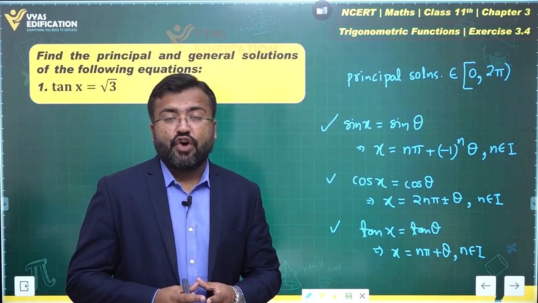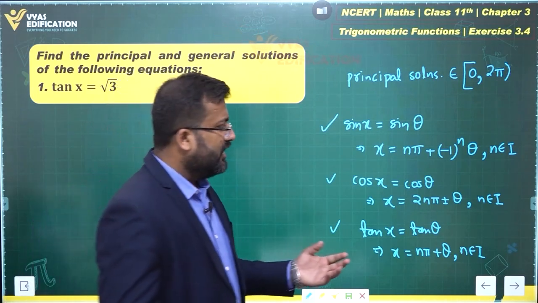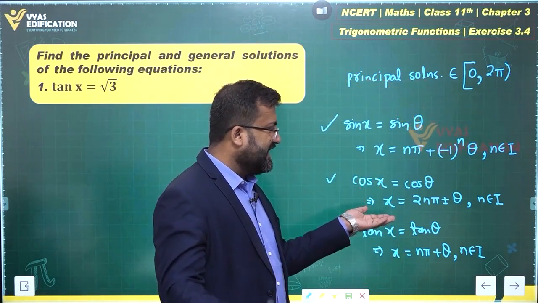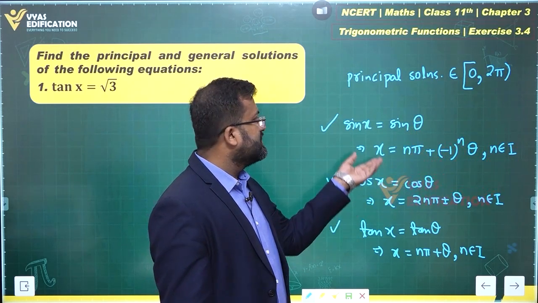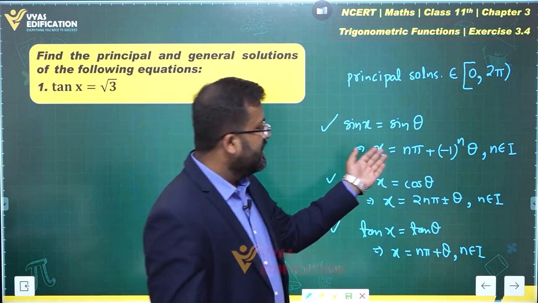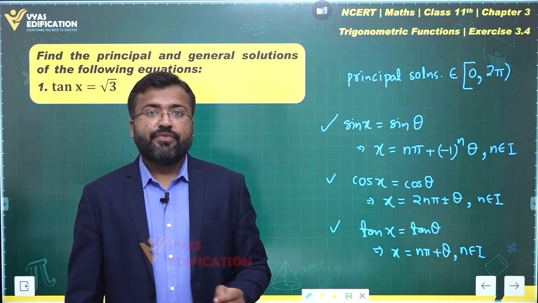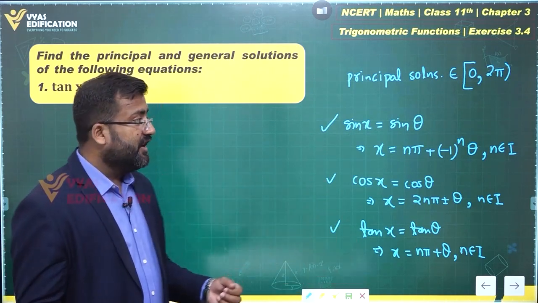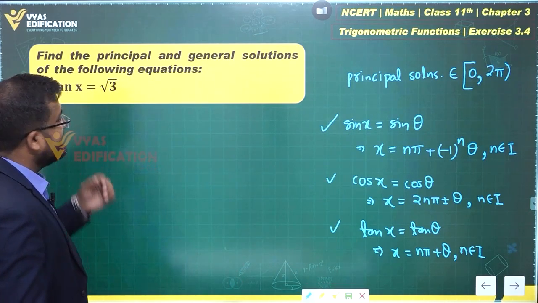What happens in case of cot, sec and cosec? Cot is simply the reciprocal of tan, so you'll have to convert that equation in terms of tan. In terms of sec, convert it once again in terms of cos, and in terms of cosec, first convert in terms of sine, and then you can answer this question very easily, right? Is that all? Yes, that is all from the point of view of concepts. If you are aware of these concepts, you can very easily solve this question.